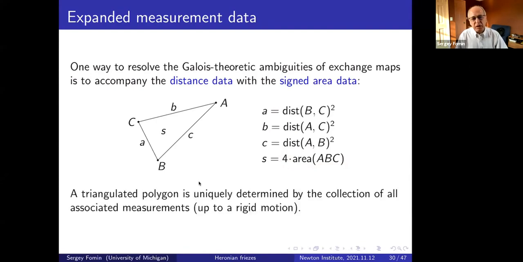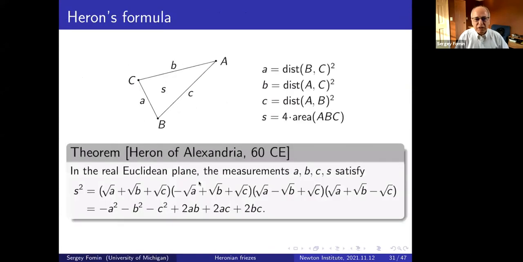And it's easy to believe that a triangulated polygon is uniquely defined by the collection of all measurements, by which I mean the square distances of the segments forming the triangulation together with the signed areas. Of course, the signed areas have to satisfy Heron's formula, right? This is the formula, which is almost 2,000 years old.